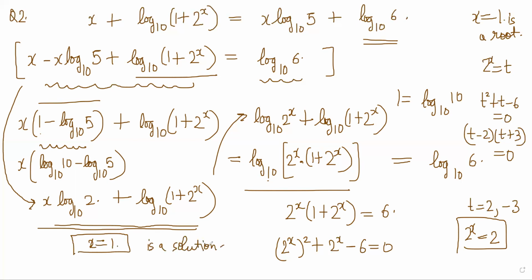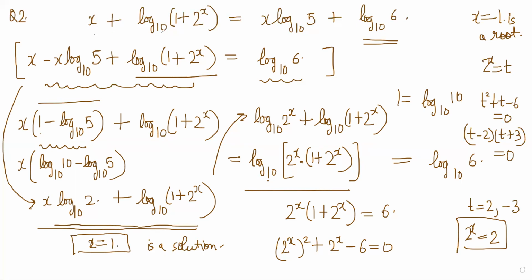And there is no other solution because 2 power x cannot be minus 3. And it was a quadratic, right? Yes. You understood how we have done this? Yeah, I understood how we did it.